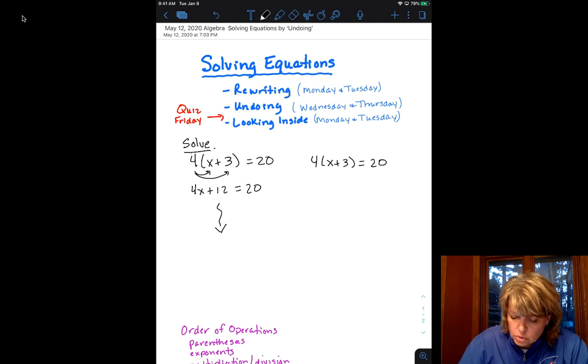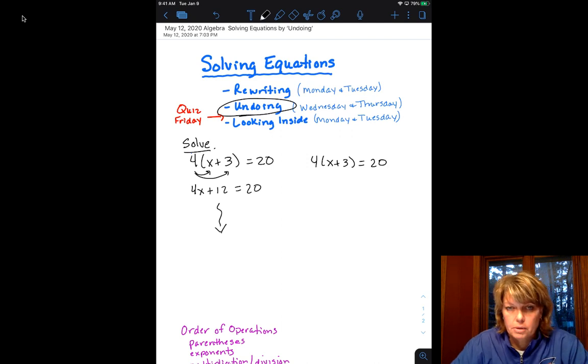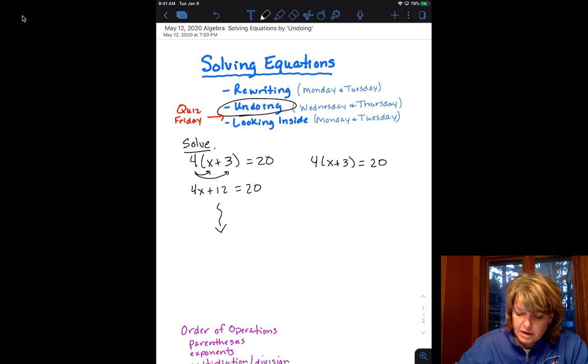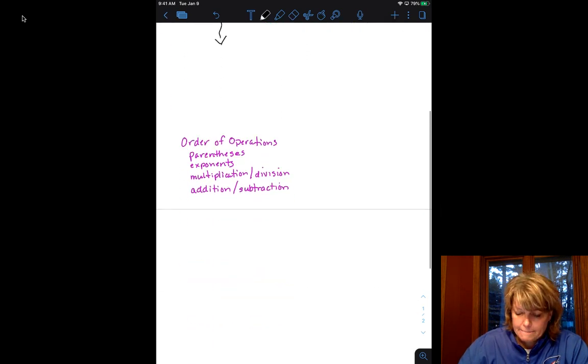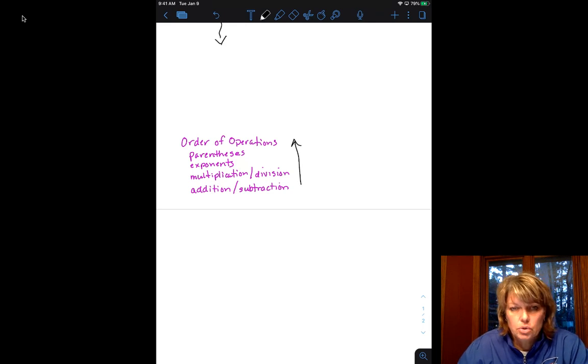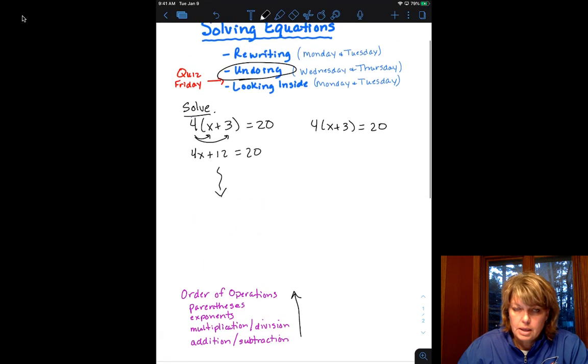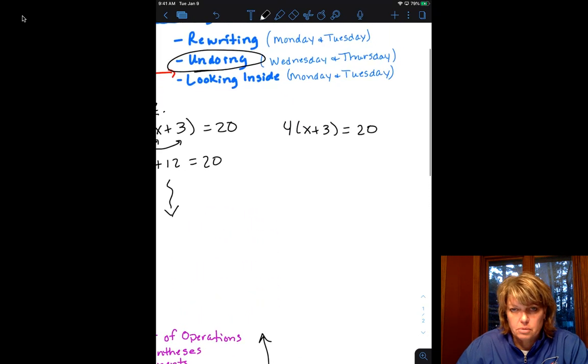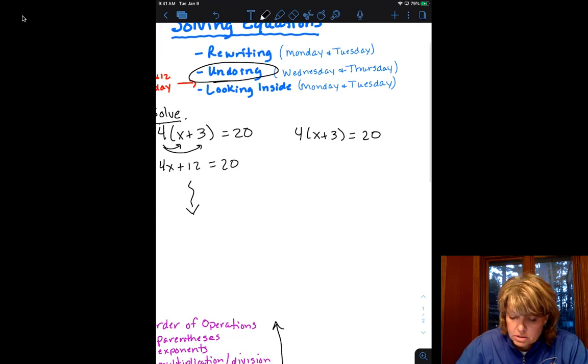We can undo. Now remember, we're doing the undoing up here. The undoing is you're going to follow the order of operations completely backwards. You're going to undo the order of operations. So you're going to start with undoing addition and subtraction if there is some, undoing multiplication, division, and so forth. Now you've got to be a little bit careful, because in a problem like this, you're going to undo this multiplication of 4 because it's on the outside of the parentheses.